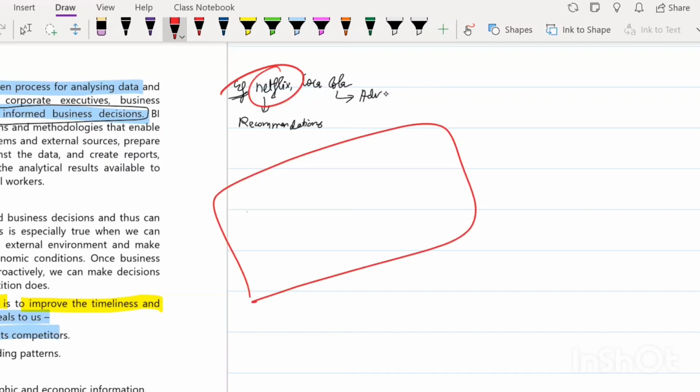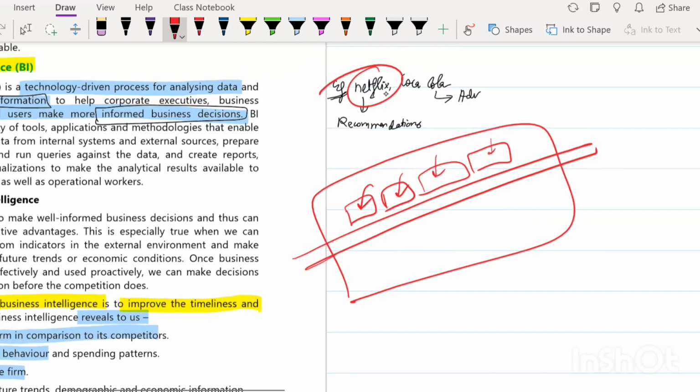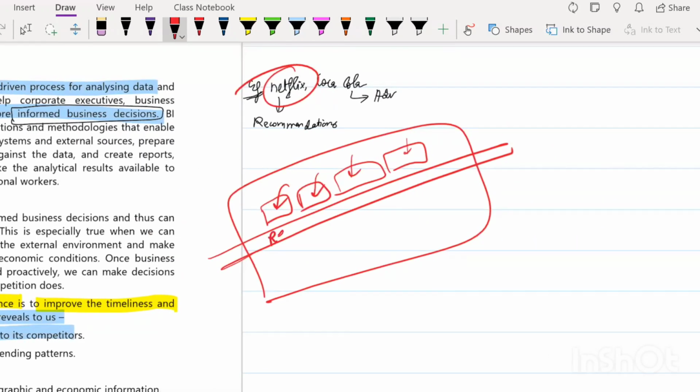suppose you watch 1 or 2 movies, it will understand the genre of movies that you like. Do you like rom-coms, suspense thrillers, action movies, emotional movies, or funny comedy movies? Depending on your watching pattern, from the next time it is going to start showing you recommendations.